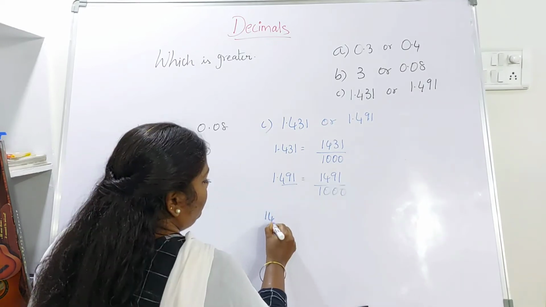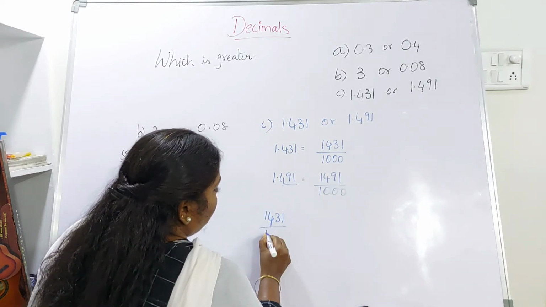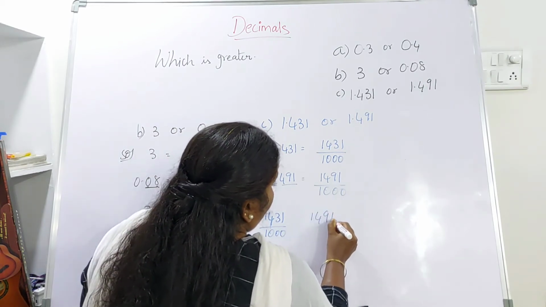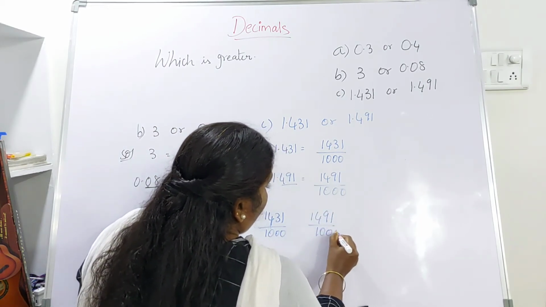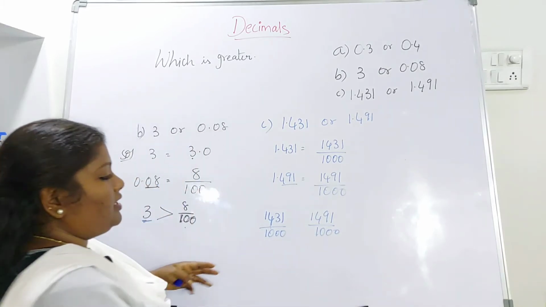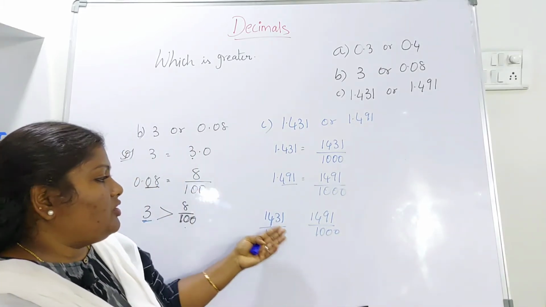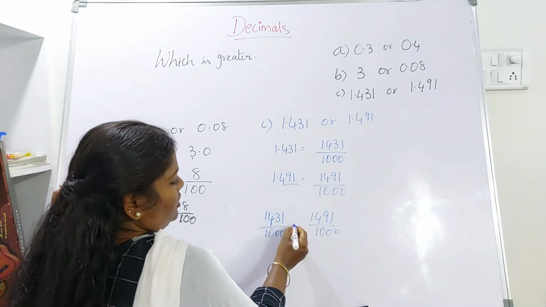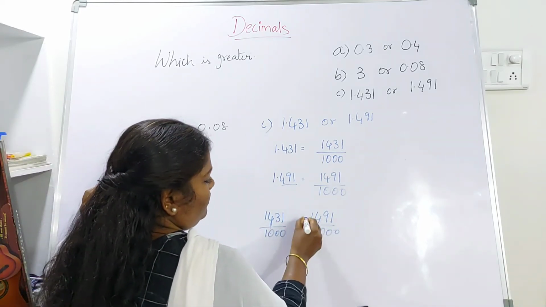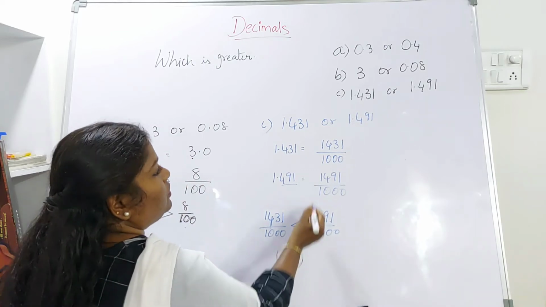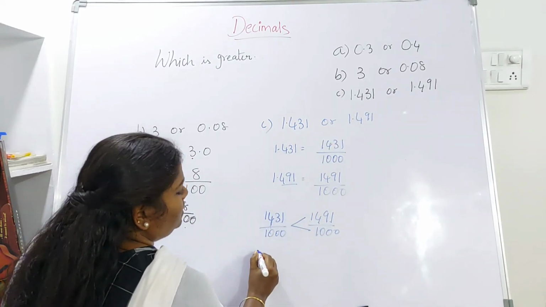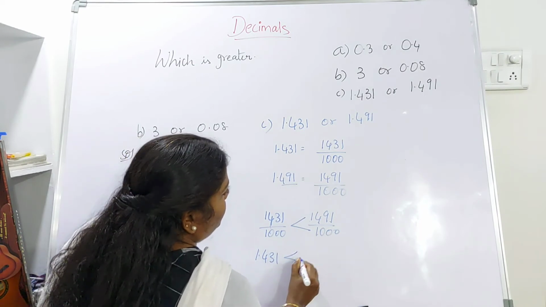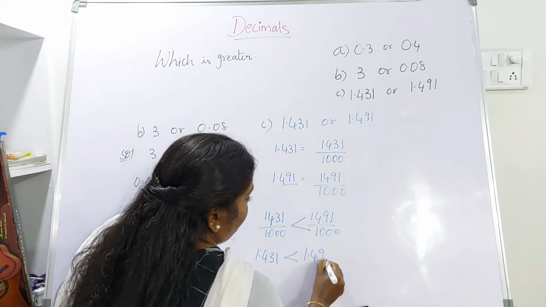So now 1431 by 1000, 1491 by 1000. Now here both denominators are same, that is like fractions. Now see the numerator, which is greater, the value will be greater one. So here 1491 is greater. So which one is greater? So 1.431 is smaller than 1.491.